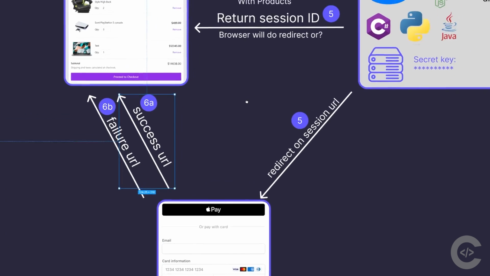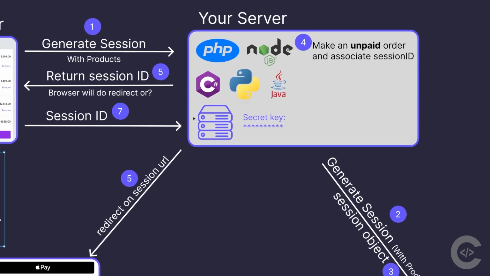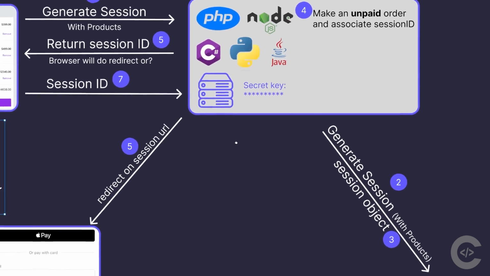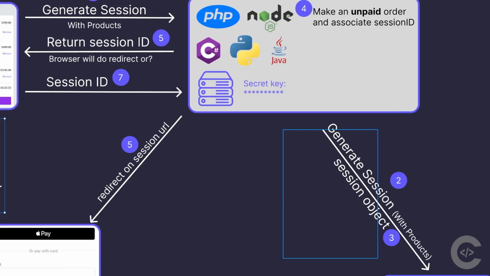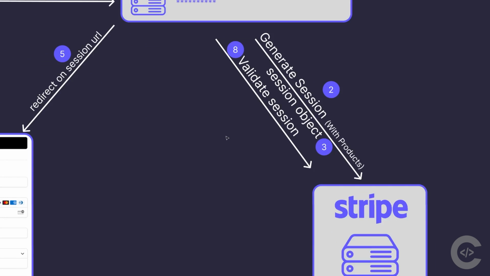Okay, so whenever the user is redirected to the success URL, the request is made to your server. And of course, the server will have access to the session ID as well. At this moment, we take the session ID and make a request to the Stripe server, passing that session ID and our secret token, and ask to validate that session ID. Okay, and Stripe will validate that for us and return the session object.